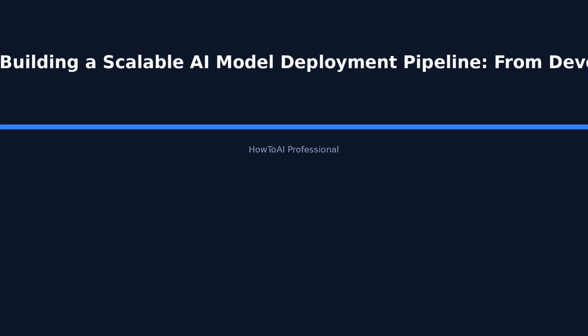Section 2: Components of a Deployment Pipeline. Now that we understand the lifecycle, let's look at the key components of a deployment pipeline. A scalable AI model deployment pipeline typically includes several critical components: version control, CI/CD, continuous integration/continuous deployment, containerization, orchestration, monitoring, and logging. Version control is essential for managing changes in your code and model.